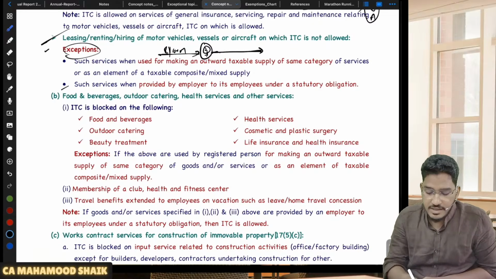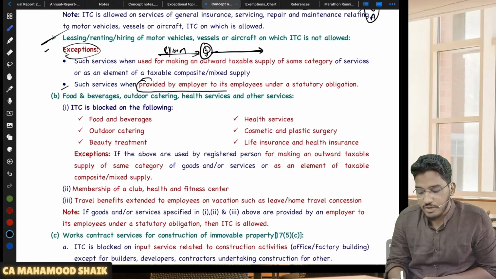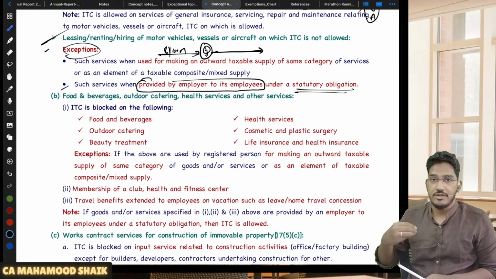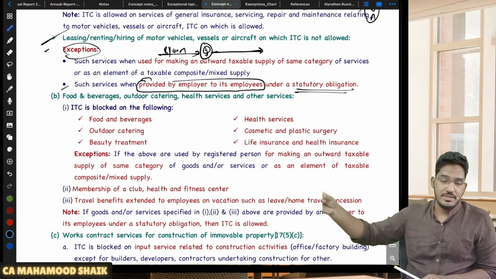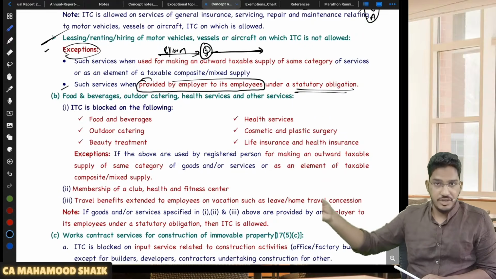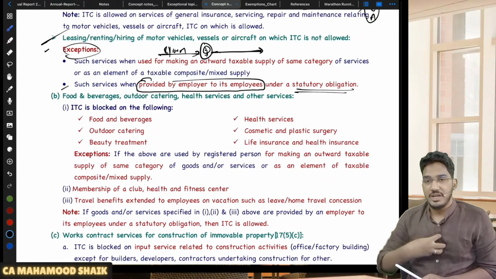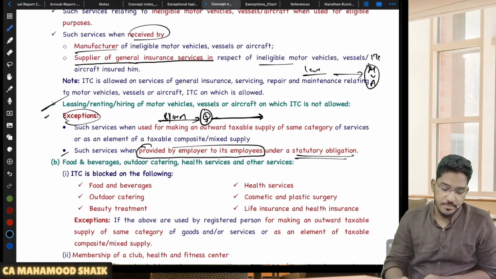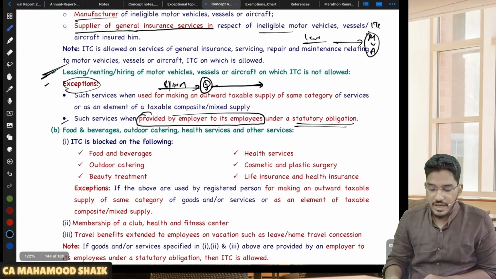Not just that, if the leasing, renting or hiring of motor vehicles, vessels or aircrafts is received by an employer because these services are to be provided to its employees under a statutory obligation, then you can enjoy ITC. Statutory obligation is a must here. If you are an employer required to provide cab services etc. to your employees as a statutory obligation, that is why you are leasing or renting a motor vehicle. Can you enjoy ITC? Yes, you can enjoy the input tax credit. So this is what applies regarding leasing, renting or hiring of motor vehicles.